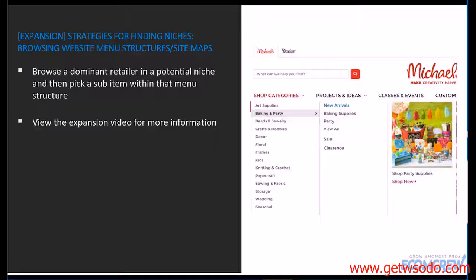All right, so a couple more things here. You can go to a big website and go to a dominant retailer like a Michaels, for instance, or Walmart or some other retailer. It doesn't have to just be Amazon, but you can go through and shop their categories. Look at something like baking and party supplies, and look over if they have baking supplies, and you get some ideas of things that they're doing there. So party supplies is actually a really big business. I know a couple of people that are specifically into just this niche, party supplies. So there's plenty of ways to look at something like a Michaels or other retailers when you're having a hard time finding ideas.